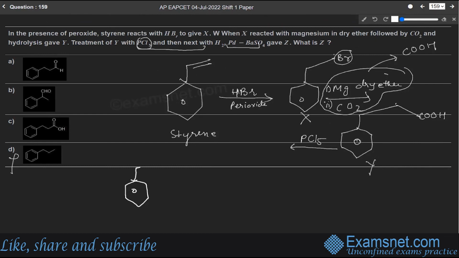So what you're getting is COCl, right? When you react this with PCl5, the OH of COOH would be replaced with Cl, right? And now this is again an acyl chloride group. So after reacting with palladium on BaSO4, Pd/BaSO4, this is known as Lindlar's catalyst.